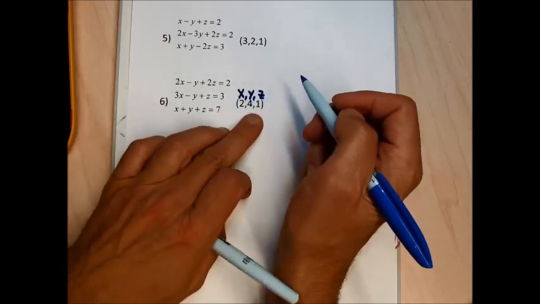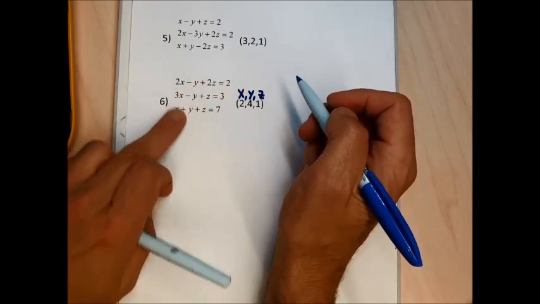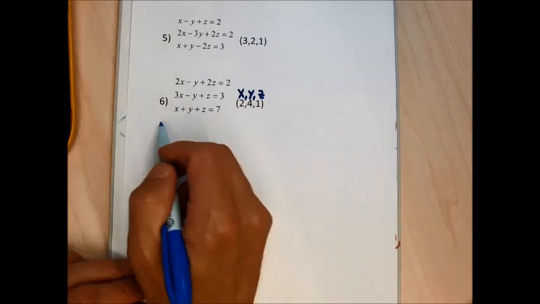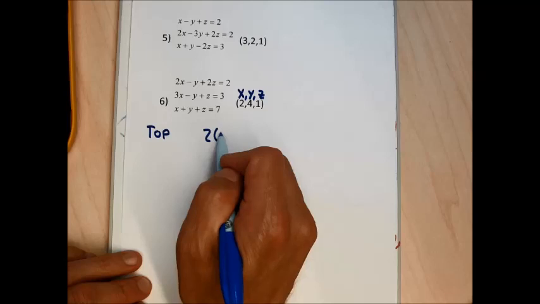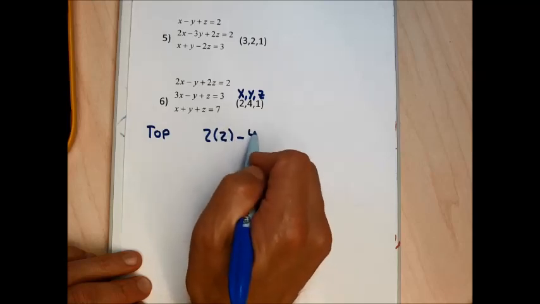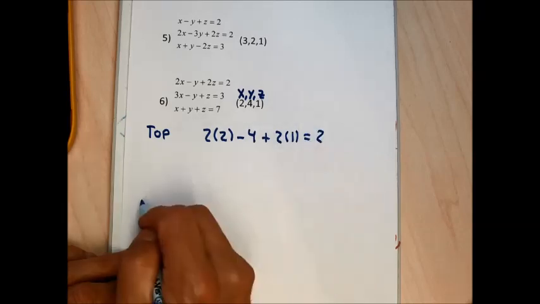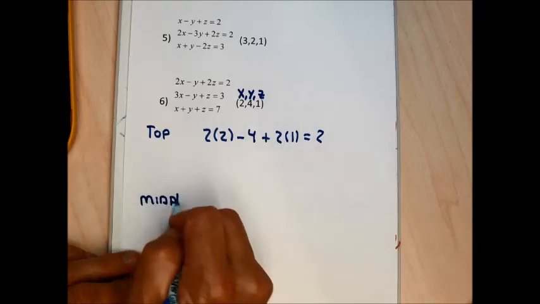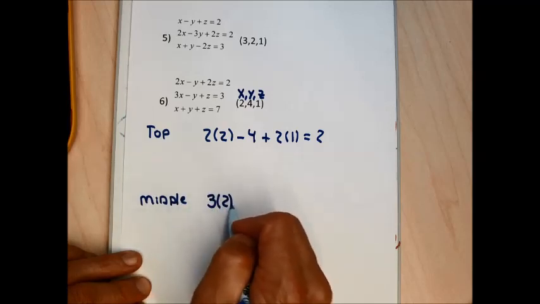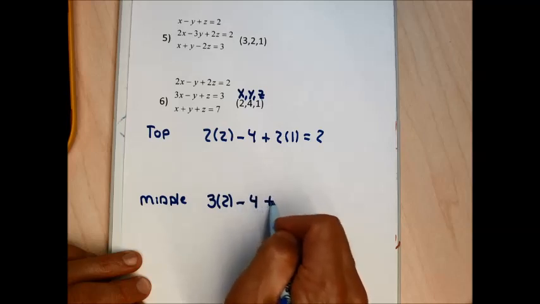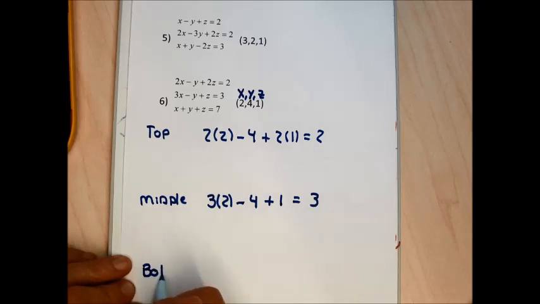For (2, 4, 1) to be a solution to this system, I need to be able to plug it into the top equation, the middle equation, and the bottom equation, and I need to get 3 true statements. So if I can plug (2, 4, 1) into each equation, 2 for x, 4 for y, and 1 for z, and if I get 3 true statements, then that point, that ordered triple, is a solution to the system of equations. If it works in 1 or 2 but not all of them, then it's not a solution to the system of equations.